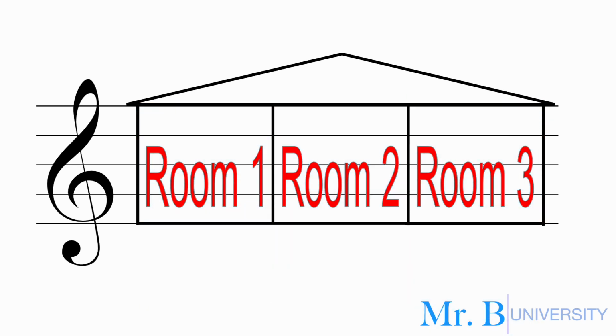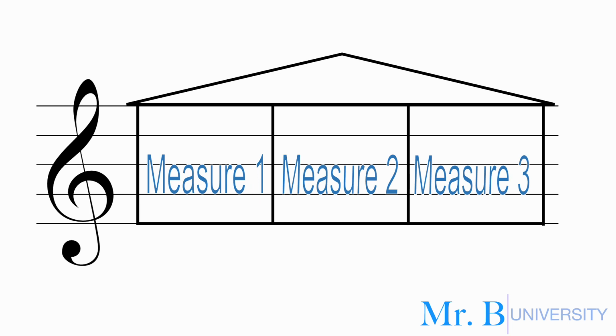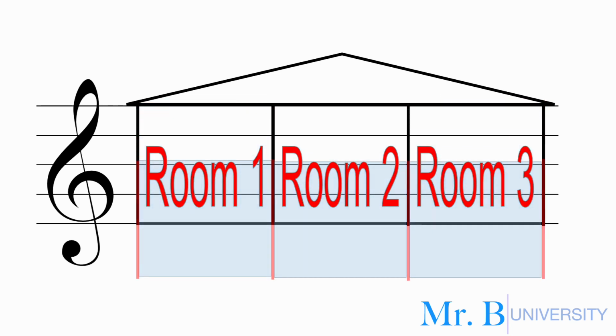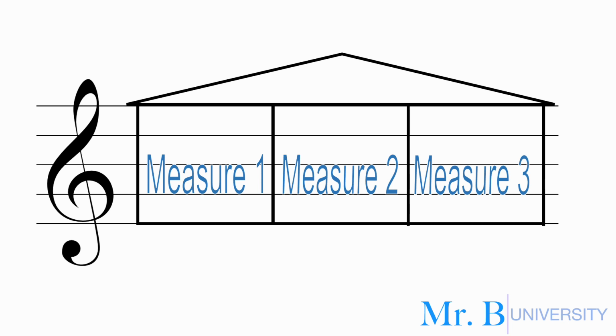Now, in music, we don't talk about rooms, we talk about measures. So instead of calling each of those areas between the walls rooms, we'll call them measures. So we have measure 1, measure 2, and measure 3. We took away room 1, 2, and 3, and we're now calling them measure 1, measure 2, and measure 3.